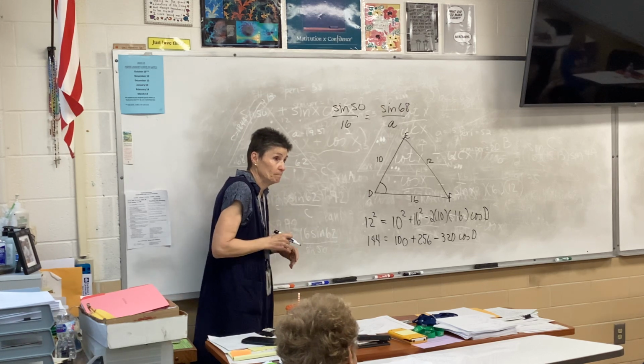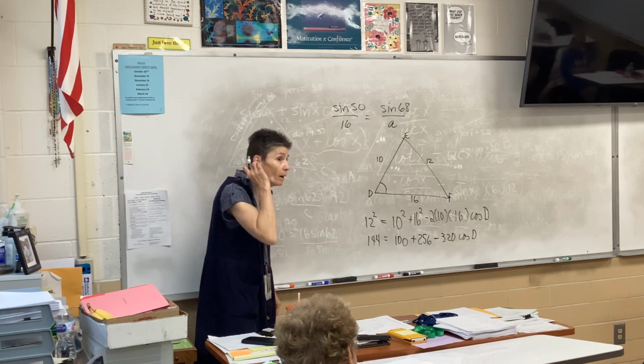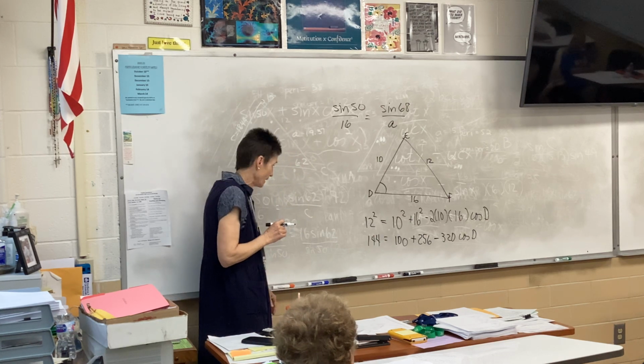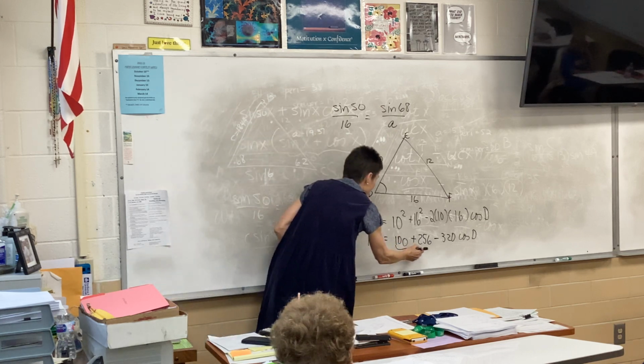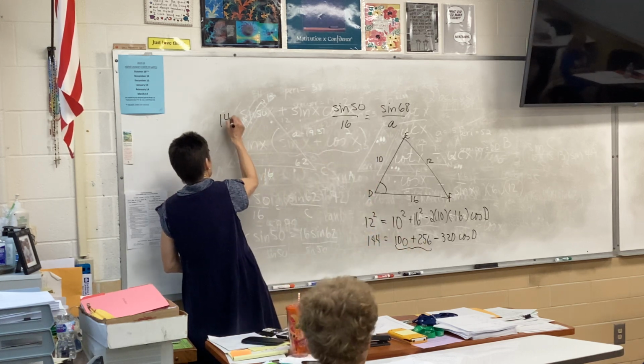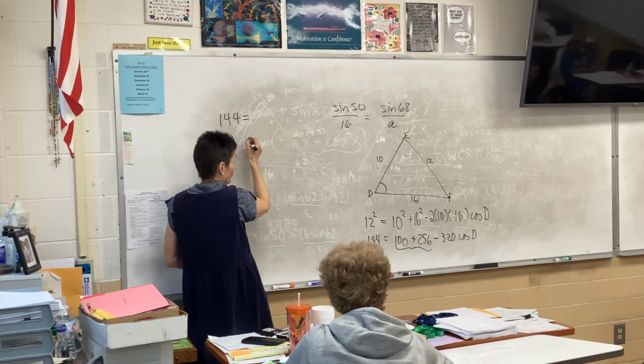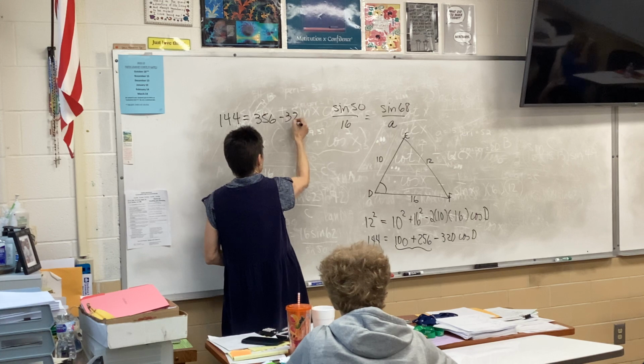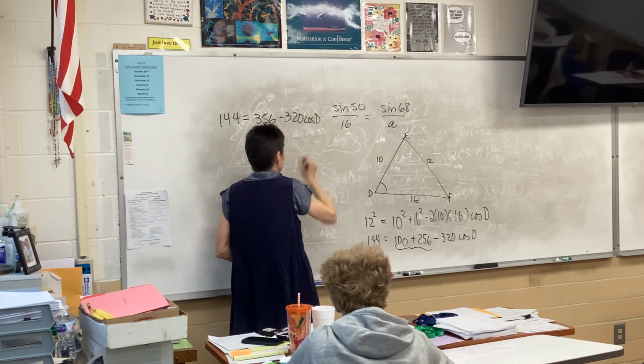What should I do first? What do you want me to do on the right side? 100 plus... Yeah, first I'm going to add these two together, absolutely. So I have 144 equal to 356 minus 320 cosine D.